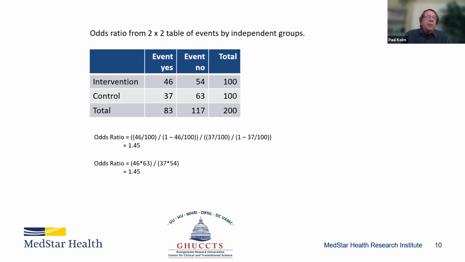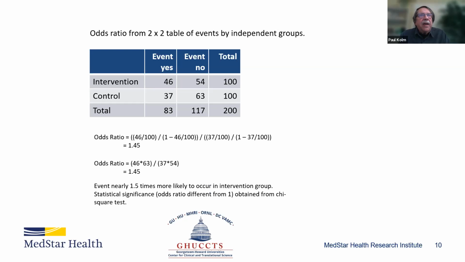So I can get the same odds ratio if I take 46 times 63 and divide that by 37 times 54, and I get the same odds ratio, 1.45. And so how do I interpret this? It means that the event, whatever that might be, is nearly 1.5 times more likely to occur in the intervention group.